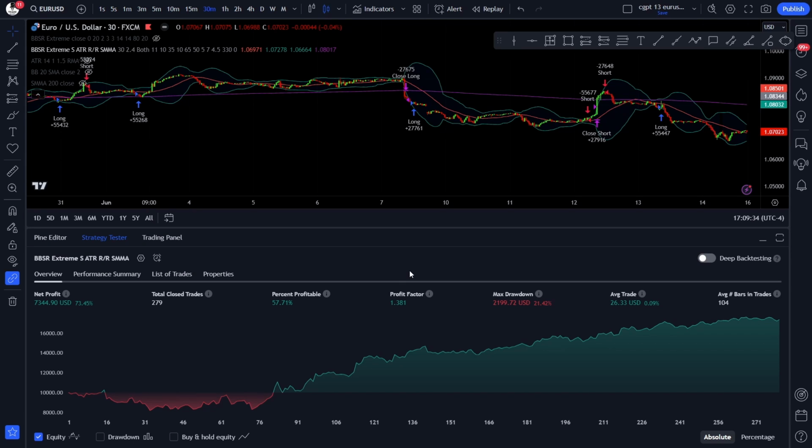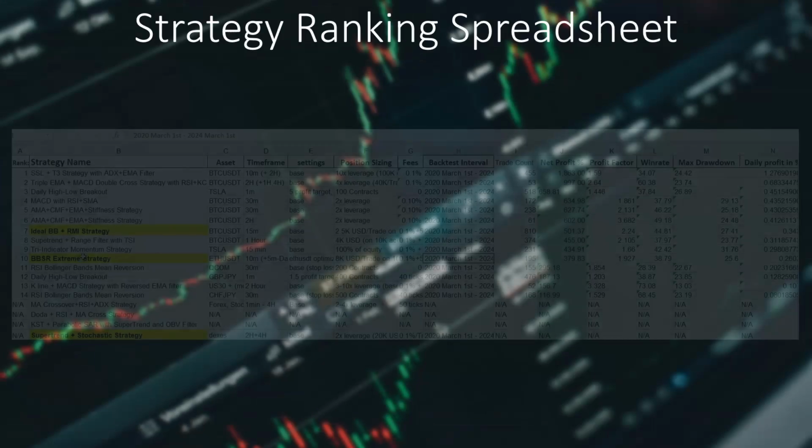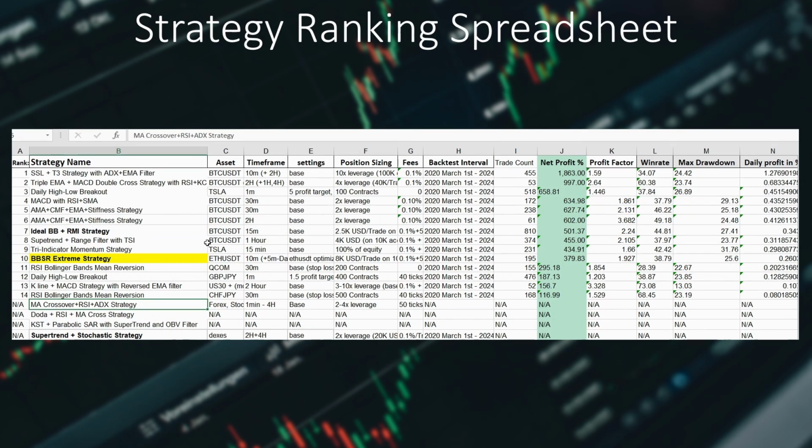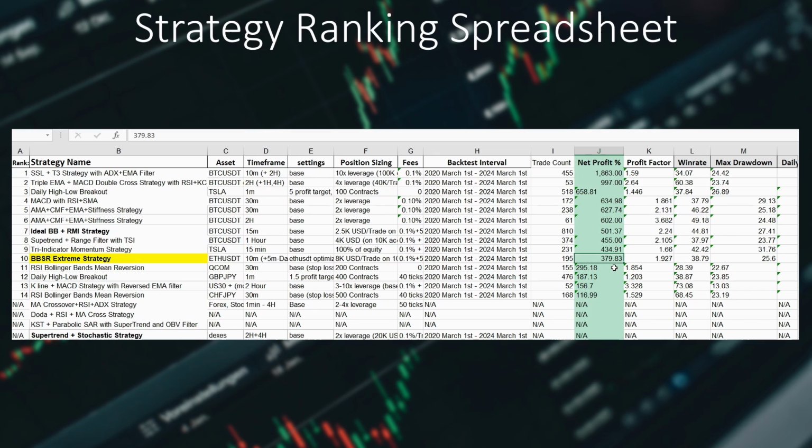Therefore, I won't be putting up this optimization on the strategy ranking spreadsheet. Talking about the spreadsheet, let's see where the ETH USDT optimization is placed. Here you can see the strategy ranking spreadsheet. Today's strategy is the BBSR Extreme strategy. And here I put all the details of the backtest. And it generated 380% net profit.